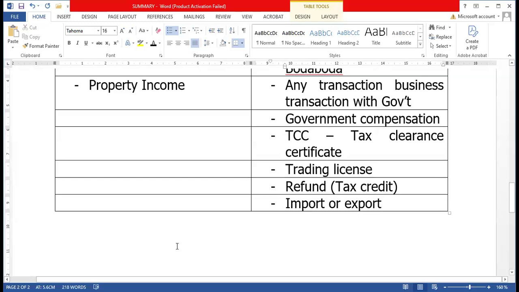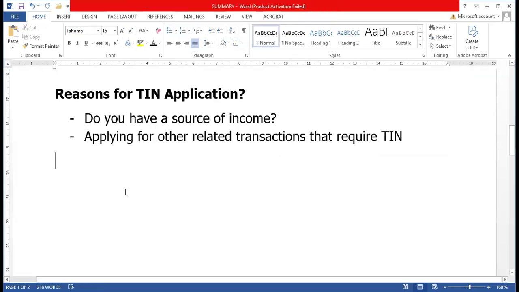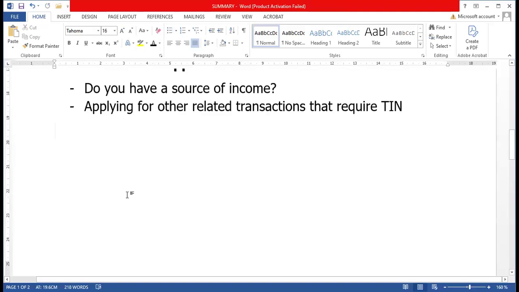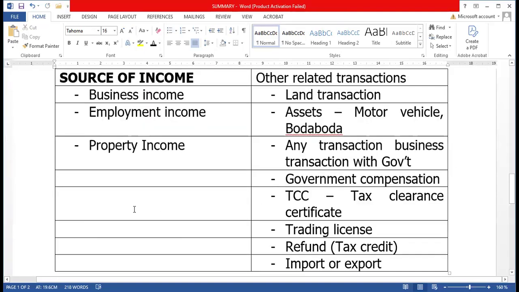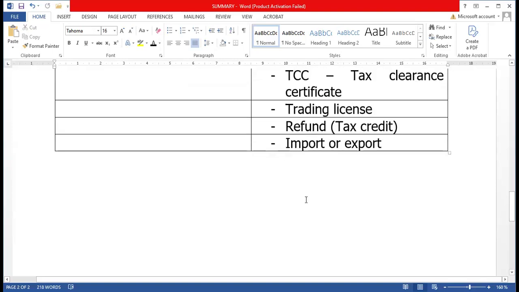So please, you need to know the reason why you need a TIN. Is it just a transaction you're doing that requires a TIN? If yes, of course, you need to apply for a TIN. Okay? I hope it is clear.